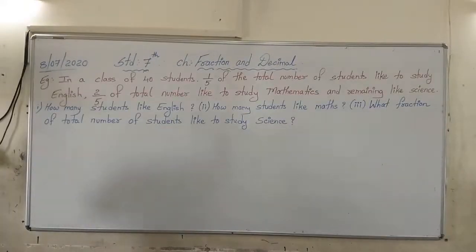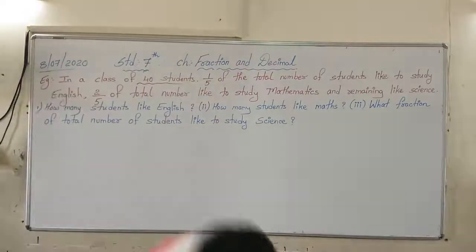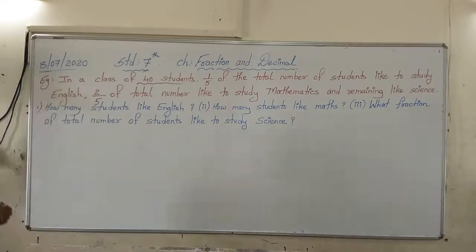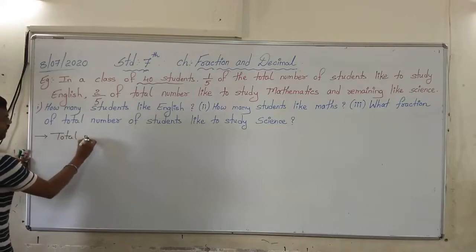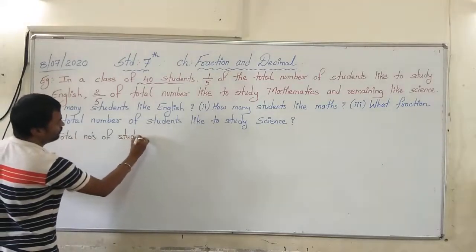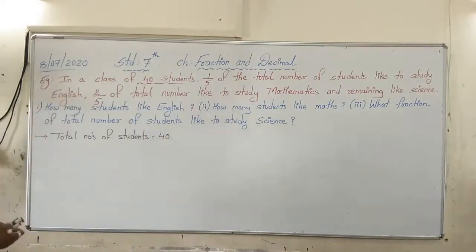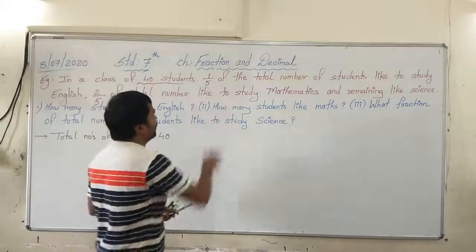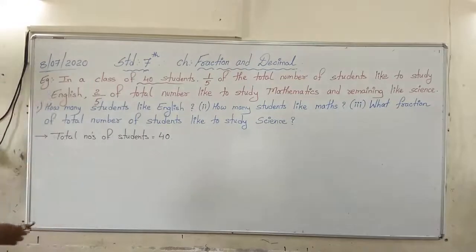Now next there is a word problem, right? In a class of 40 students. So your total number of students has been given to you. How many students are there? 40 students are there. So here the total number of students is nothing but 40. Now given that 1/5 of the total number like to study English.